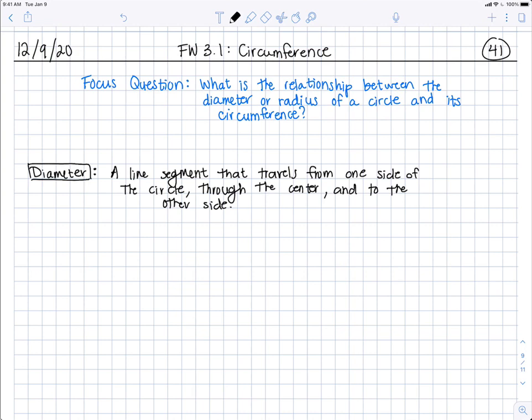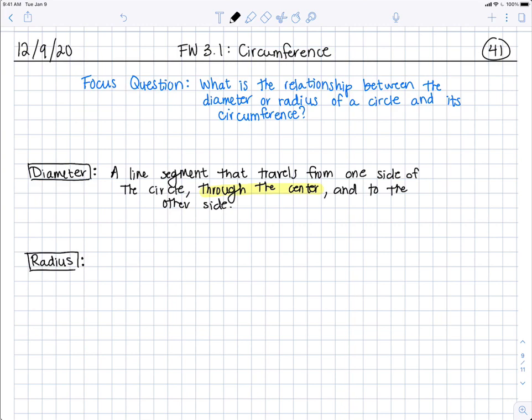Okay, and it's very important that you include through the center here because this is what makes it a diameter. So this is a very important piece of information. If we don't travel through the center of the circle, we actually have a different name for that. The next word I have for you is radius.